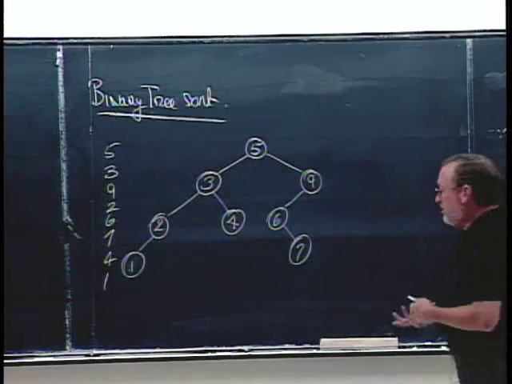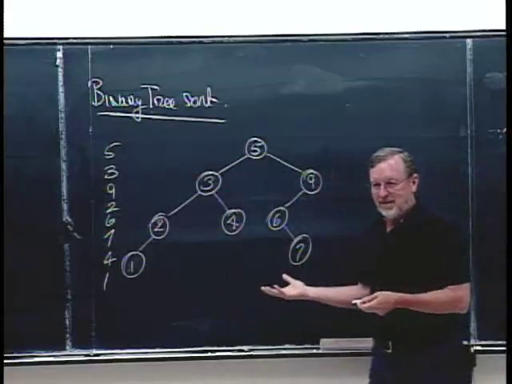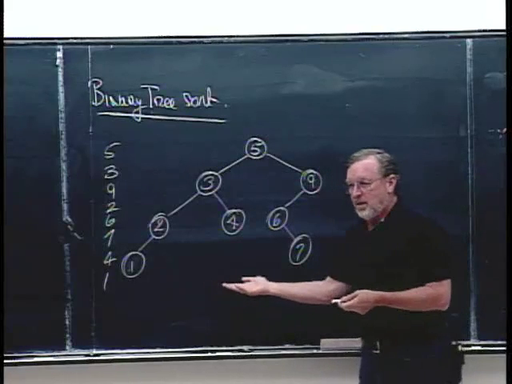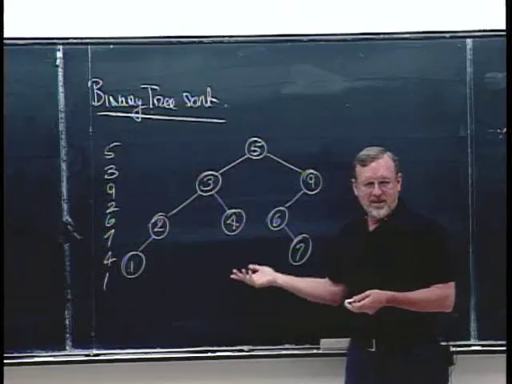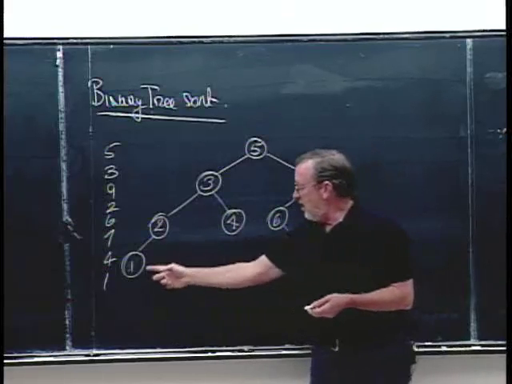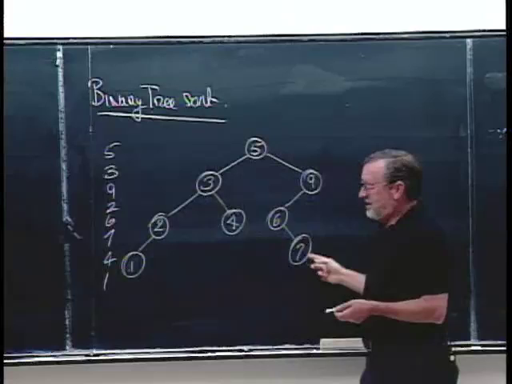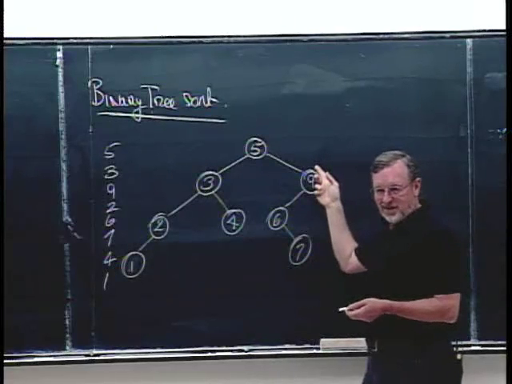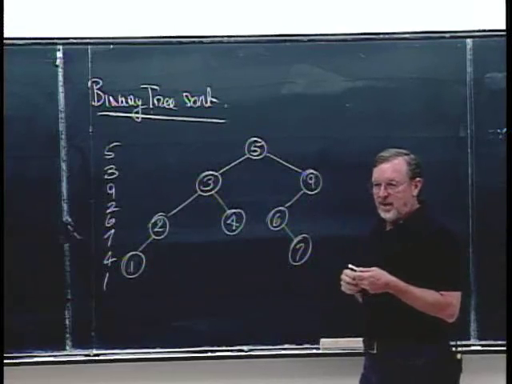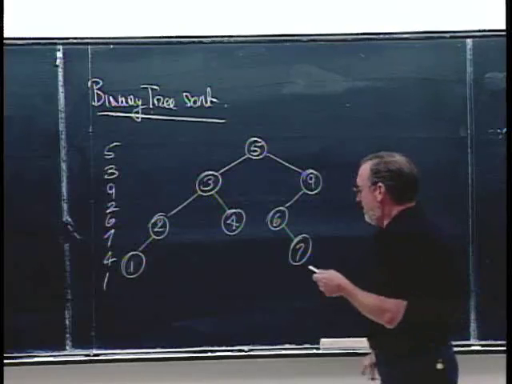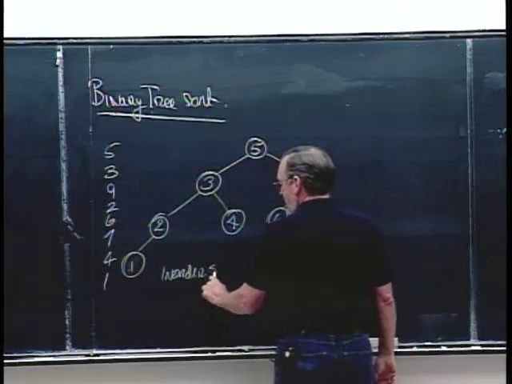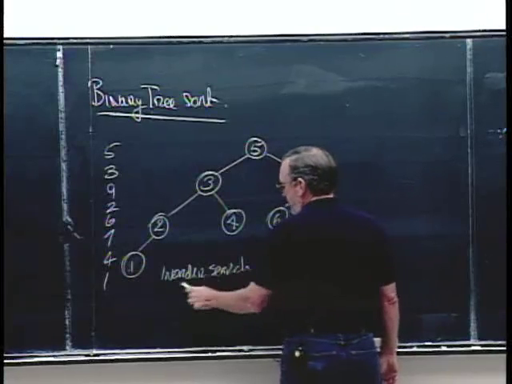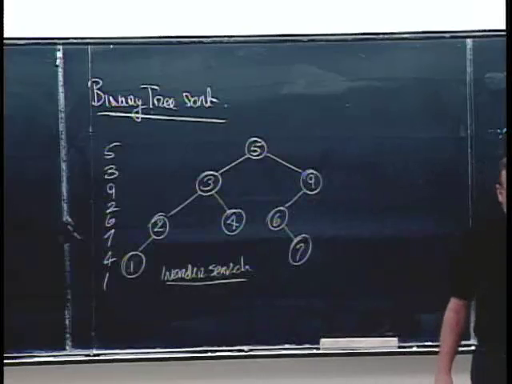And then how do you sort the numbers? What's the key word? Left, right. Left, right. You do an in-order search. In-order is the key word. You do an in-order search of the tree, and you get 1, 2, 3, 4, 5, 6, 7, 9 out. You just do an in-order search of this binary tree, and it gets you the sorted numbers out. So here's in-order search of the tree, which gets you these things out.